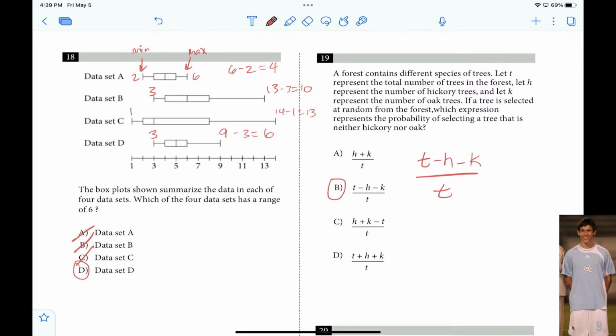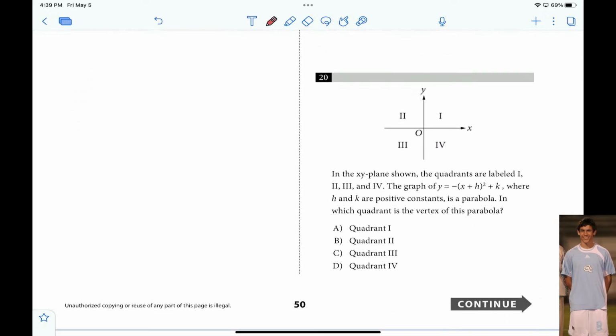I don't love that way, but it does work. All right. It's number 20. In the xy plane shown, the quadrants are labeled 1, 2, 3, and 4. The graph of y equals negative (x plus h) squared plus k, where h and k are positive constants, again, we can say positive numbers, is a parabola. In which quadrant is the vertex of this parabola?